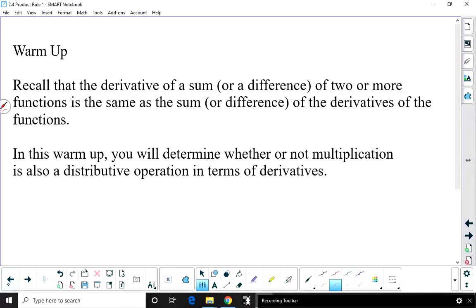Do you understand the difference here between the derivative of a product and the product of a derivative? In one case, the derivative of a product, you take the two things, you multiply, and then you find the derivative of that. In the other, the product of the derivatives, you take the derivative of this and the derivative of this and multiply. And that works for sums and differences. Does it work for products?